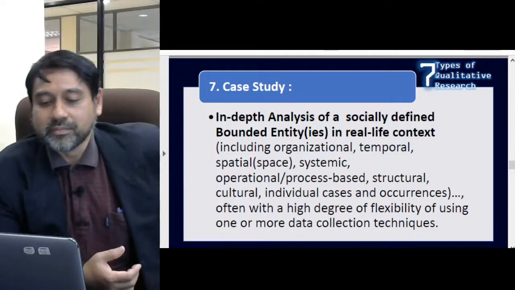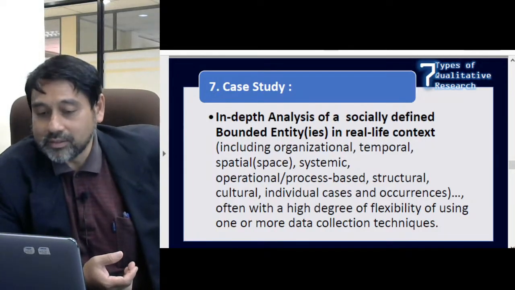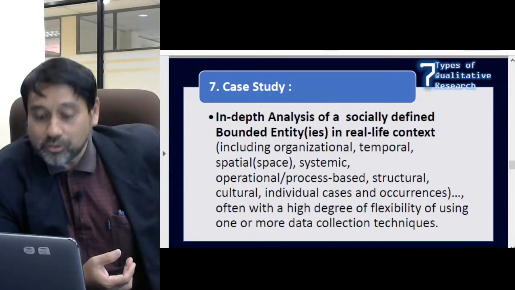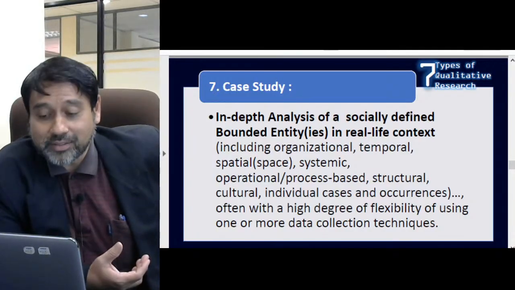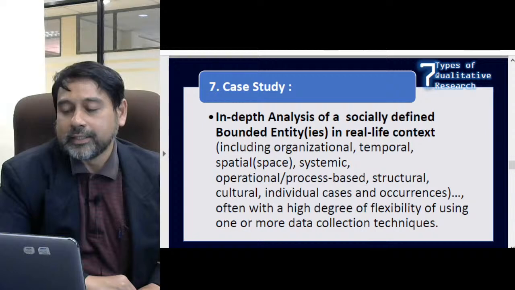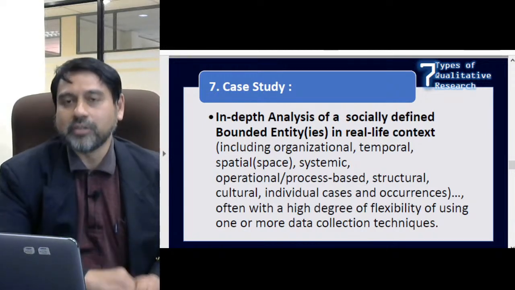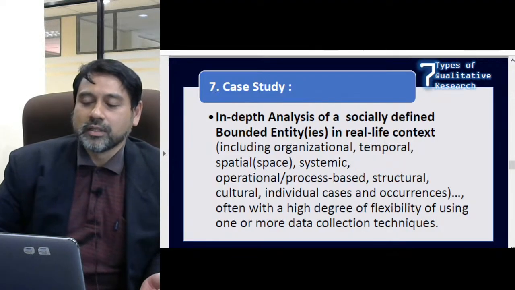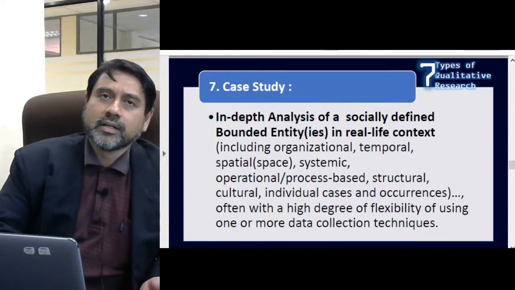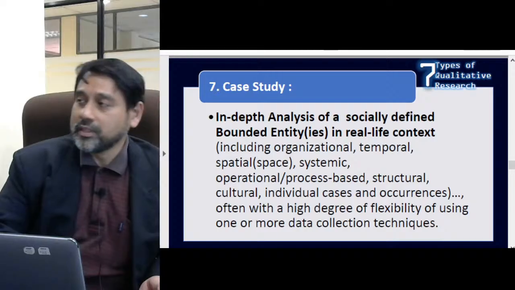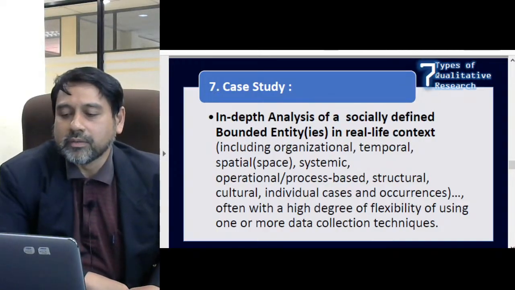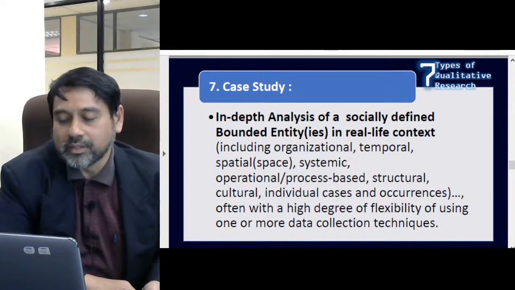What is the context? The context can include organizational, temporal, or spatial, meaning space, systemic, operational, process-based, structural, cultural entity, or individual cases and occurrences, often with a high degree of flexibility of using one or more data collection techniques. Case study, just like historical research, allows for a lot of flexibility for the researchers to choose the types of data. And case study is also a type of research that allows both qualitative and quantitative data to be combined, right? And case study can include various traditions in one particular site of research as well.